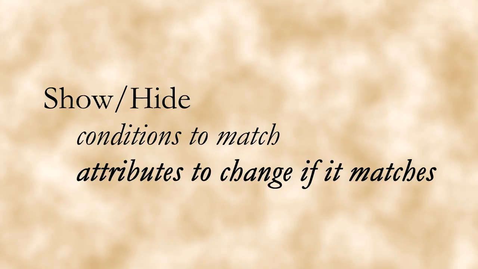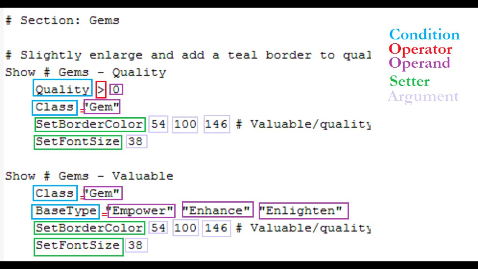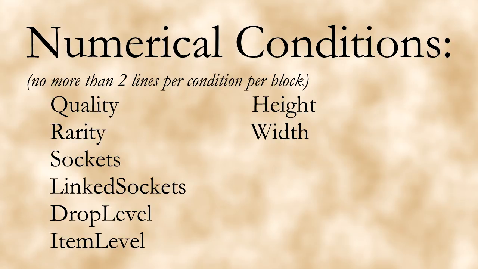At the heart of understanding the item filter is understanding these conditions and attribute changers, set functions, or setters. Each of them takes a certain number of arguments, or amount of information, some of which are optional. Some also have a variety of operators, things like equals, less than, greater than or equal to, that affect how the conditions are applied. Most conditions perform a numerical comparison, including rarity, which is why you can say things like rarity less than rare, and the filter will correctly determine that this means normal and magic items.